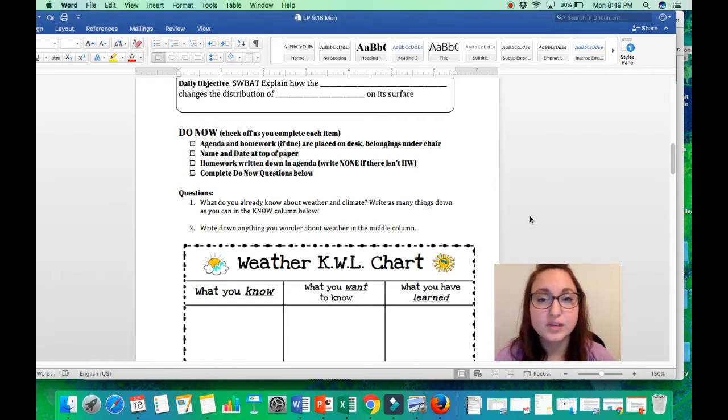Students will be able to explain how the tilt and shape of the Earth changes the distribution of sunlight on its surface. So if you're looking at this with notes that you got because you were absent, then those are the words that you would fill in on those blanks. The first blank, tilt and shape of the Earth. The second blank is sunlight.